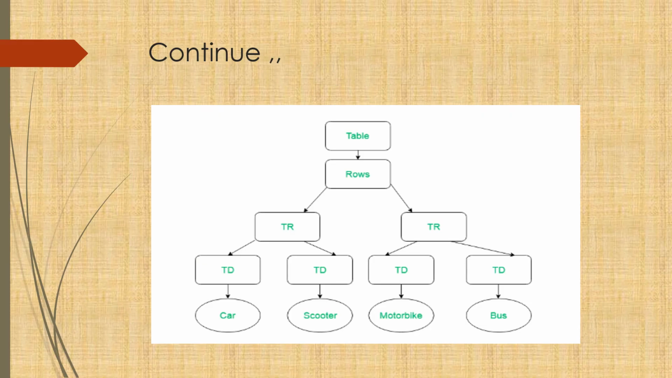This is the image of the previous code, in which we learn how to write the code of a table in the document object model. This is the first table tag, which has a row tag, and then here we have two rows. In the first row we have two columns, and again in the second row we have two columns. In these columns we store the values car, scooter, motorbike and bus.